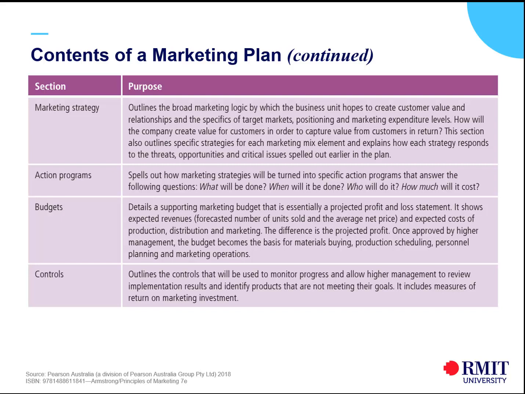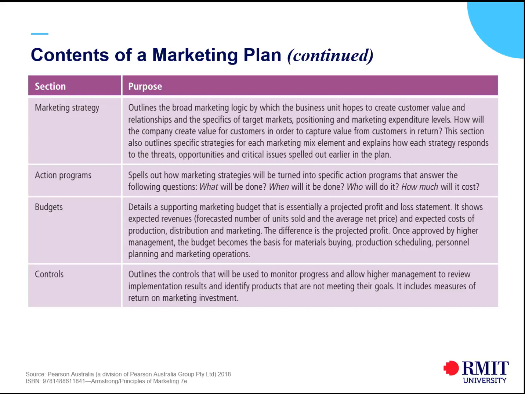Now, the action program spells out how marketing strategy is going to be turned into specific actions. They have to usually answer what is going to be done, when will it be done, who will do it, and how much is it going to cost. And of course, the budgets is where we look at the marketing budget that's essentially a projected profit and loss statement showing expected revenues. And once approved by higher management, the budget becomes the basis of material buying, production scheduling, personnel planning, and marketing operations.